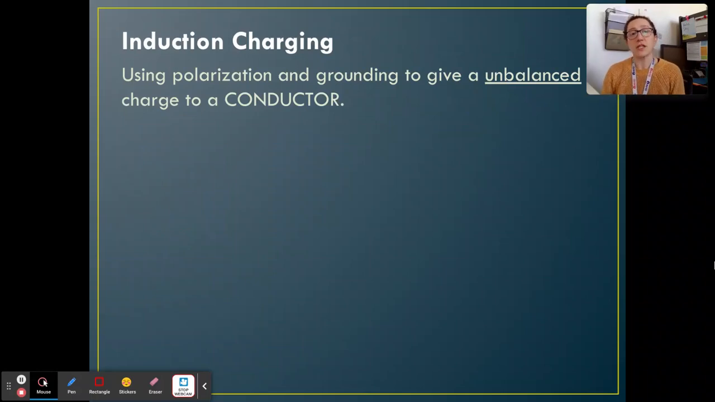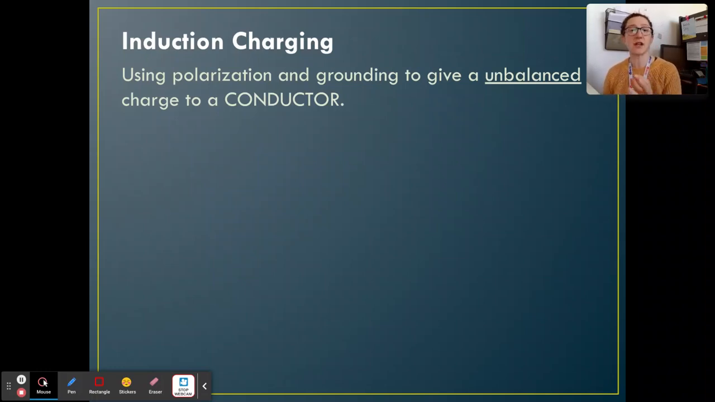And the last one that I want to talk about is induction charging. Induction charging feels a little bit complex, but it is a combination of polarization and grounding. And it's how you make a conductor unbalanced. So, it's how you give an unbalanced charge to a conductor.